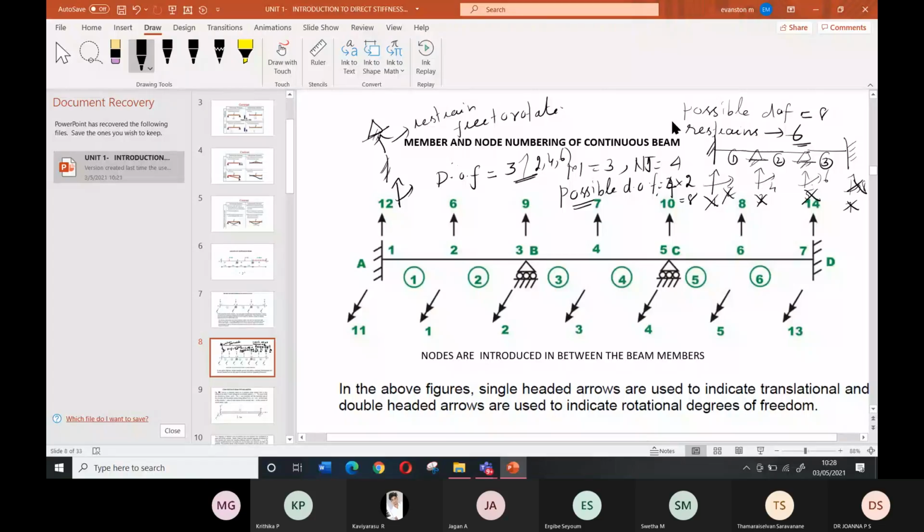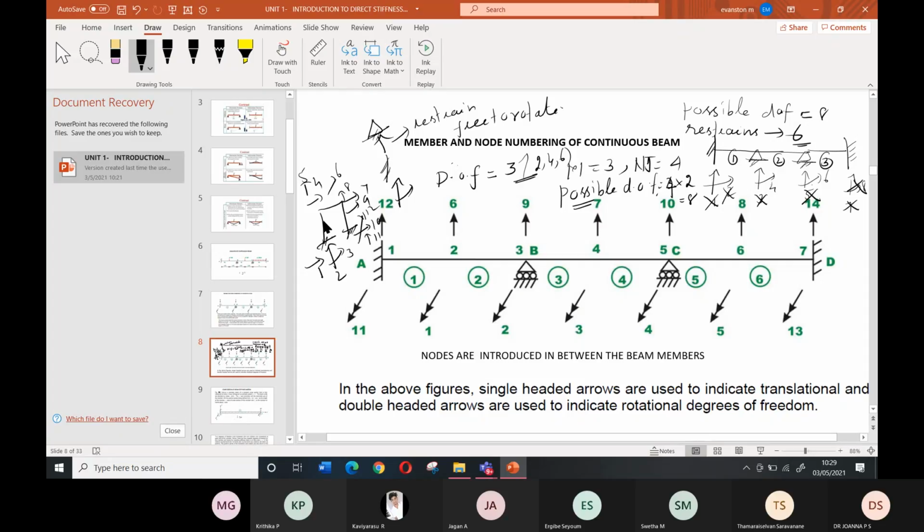Suppose it is the same question, but I ask for the frame. Then for the frame, you have to use the horizontal components also. 1, 2, 3, here it is 4, 5, 6, then 7, 8 and 9. Here it is 10, 11 and 12. Here the degrees of freedom for a joint is 3, since horizontal moments also you have to consider. So in that case, the possible degree of freedom is 12.